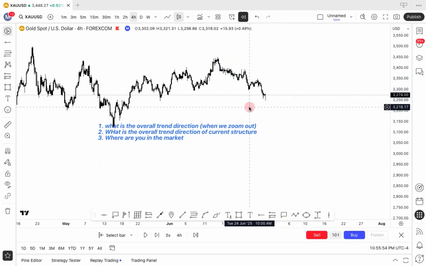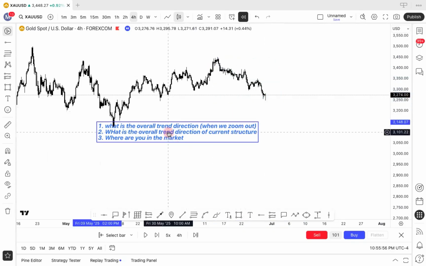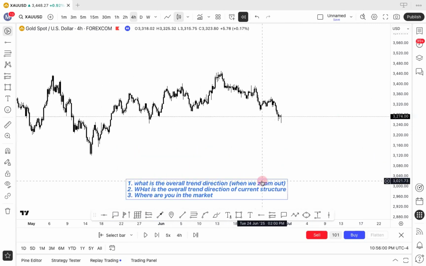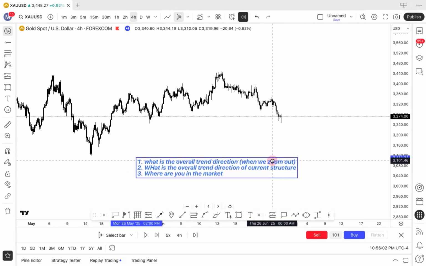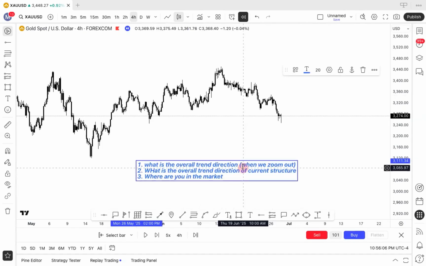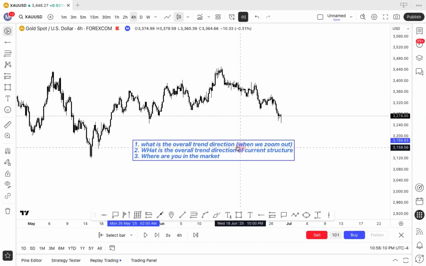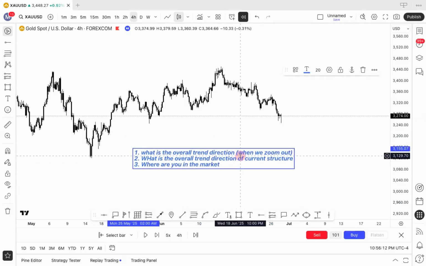Now, where are you in the market? When I say where are you in the market, I really mean as far as structure. We know what price creates higher highs and higher lows in bullish market structure. We know price creates lower lows and lower highs in bearish market structure. So I want to know where we truly are so I can get in the market on.